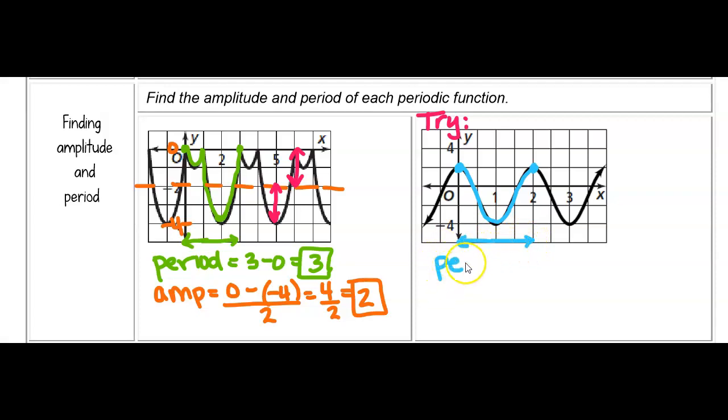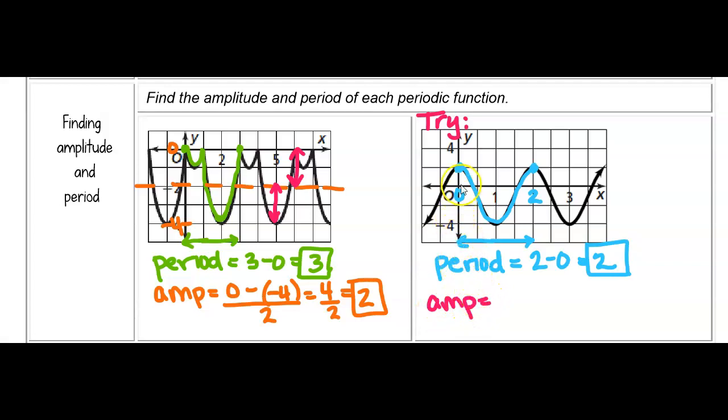So again, you can't just count boxes here. You actually have to look at the units. If I didn't look at these intervals, I might have said 1, 2, 3, 4 boxes. My period is 4. When indeed it is actually 2, because it goes from 0 to 2. So 2 minus 0 gives me a period of 2. The horizontal length is 2 for this particular wave. So now let's look at the amplitude.